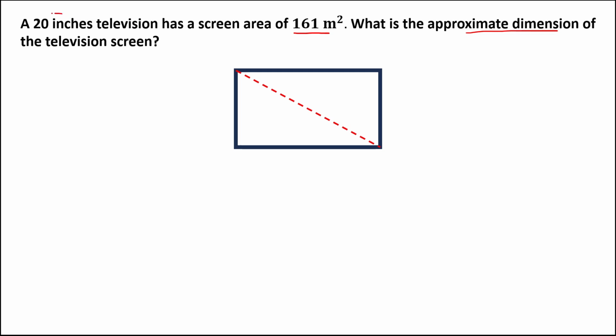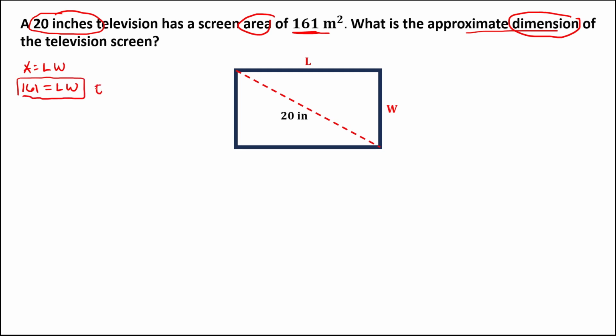from the given 20 inch television, the diagonal length is equal to 20 inches, and this is the length and the width. Since we're looking for the dimension and we have this given area, the area of this rectangle is equal to the length times the width. So from the given area, 161 equals the length times the width. This is now equation number 1.